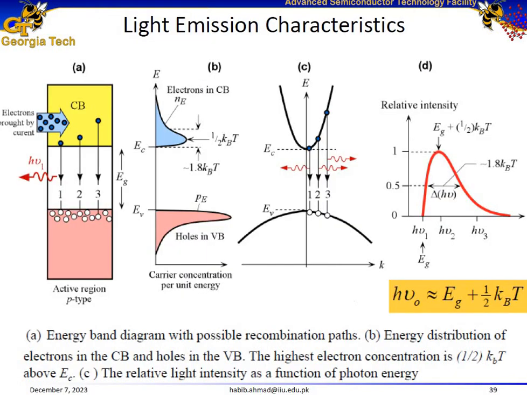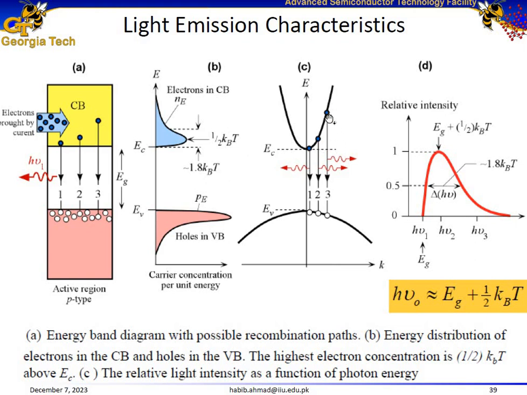Light emission characteristics. We already discussed the distribution of electrons in the conduction band and the distribution of holes in the valence band. From that we found out that the holes are not exactly at the valence band. There is a certain distribution where the peak is close to the valence band, but not exactly at it. Similarly, electrons have a distribution in the conduction band, and its peak is approximately half kBT away from the conduction band.